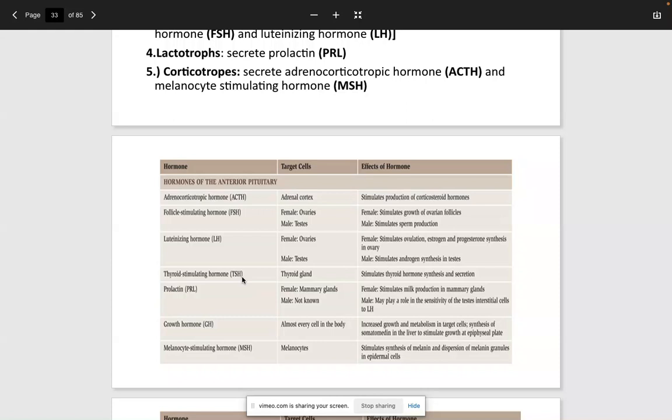This is the same thing for ACTH. CRH, or corticotropin releasing hormone, causes the release of ACTH from the pituitary gland, which will then in effect go to the adrenal cortex.